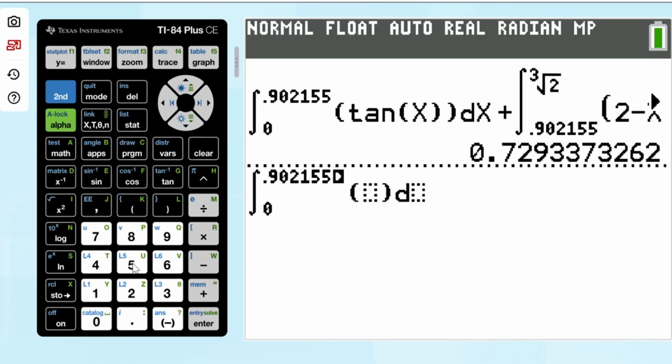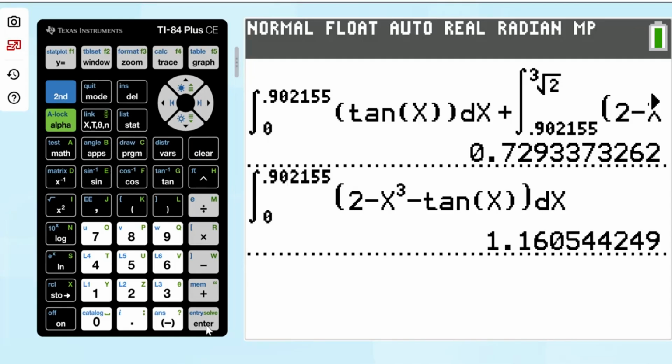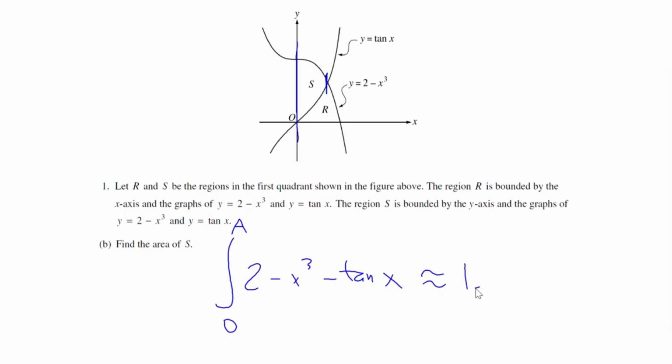0.902155. And as we said, it was our upper function, 2 minus x to the third minus the tangent of x dx. And it looks like we get 1.161 when we round. And that was worth another 3 points, 1 for the correct limits, 1 for the correct integrand, and 1 for the final answer.